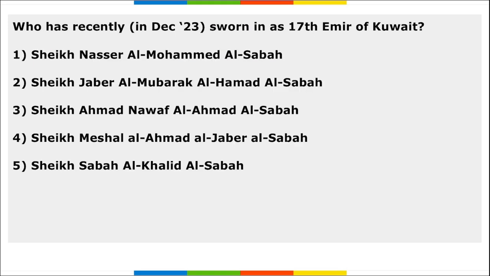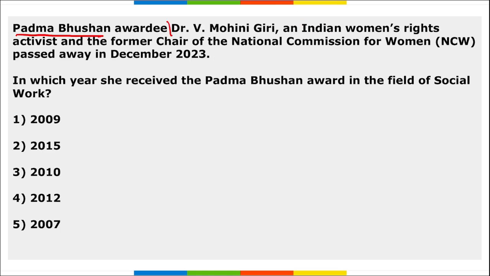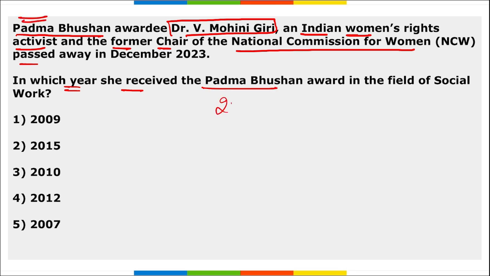Correct? Next, who has recently been sworn in as the 17th Emir of Kuwait? Remember, Sheikh Meshal Al Ahmad Al Jaber Al Sabah has been sworn in as the 17th Emir of Kuwait. Next, Padma Bhushan awardee Dr. V. Mohini Giri, an Indian women's rights activist and former chair of the National Commission for Women, recently passed away in December 2023. The question asked here is, in which year did she receive this Padma Bhushan? She received it in 2007. The right option is option 5. And for which field? The field will be social work.